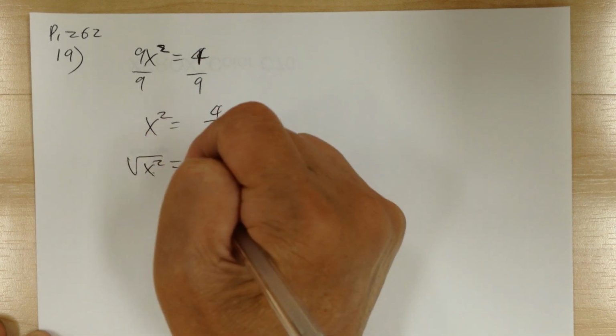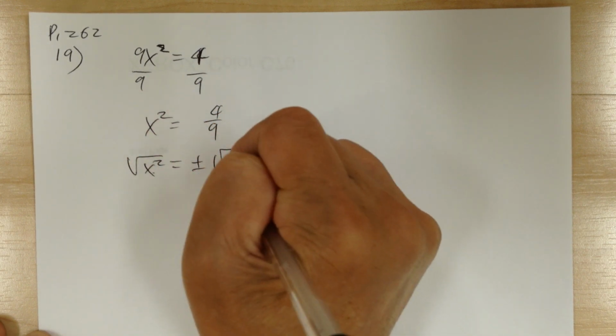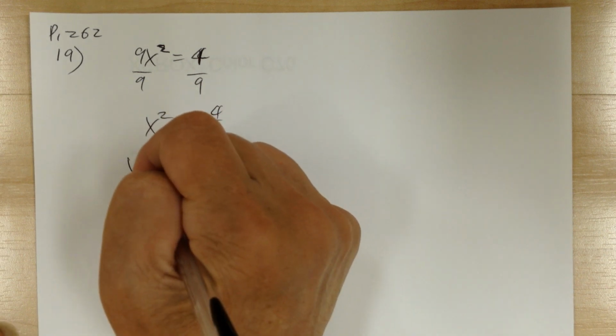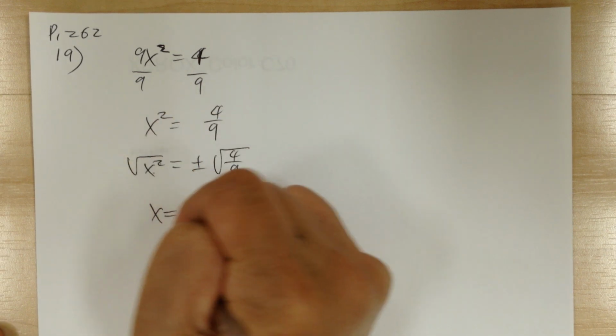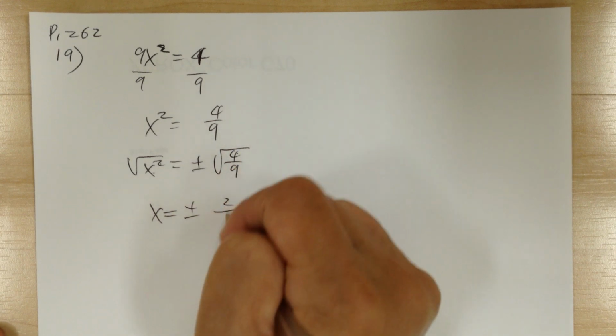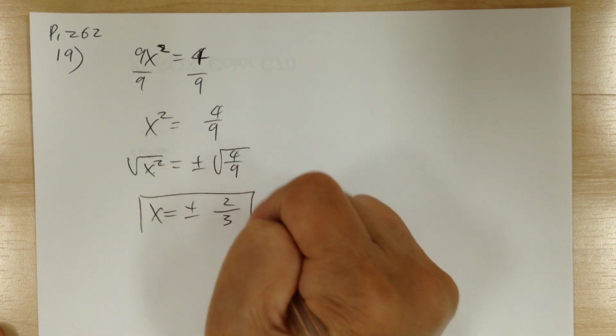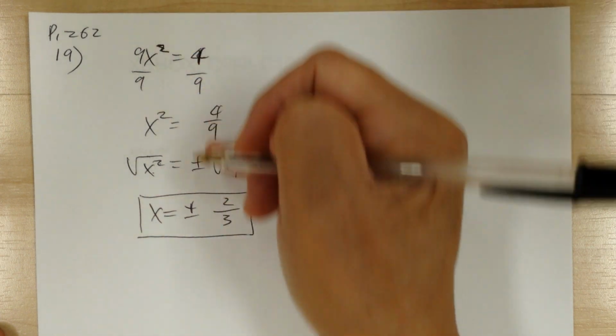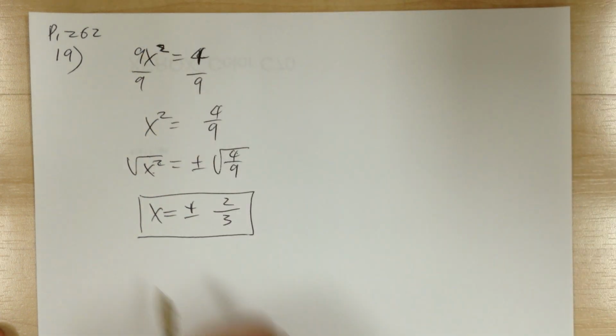And remember, when you take the square root, you need to have plus or minus, right? So now square and square root cancel out, so x equal to plus or minus. Then the square root of 4 is 2, square root of 9 equal to 3. Okay, and so that's it. Again, make sure you go down step by step, try to line things up.